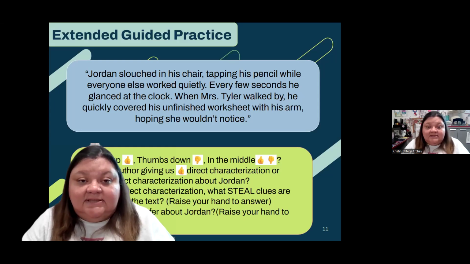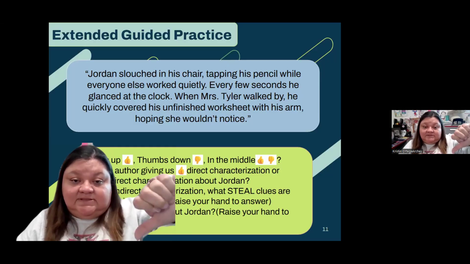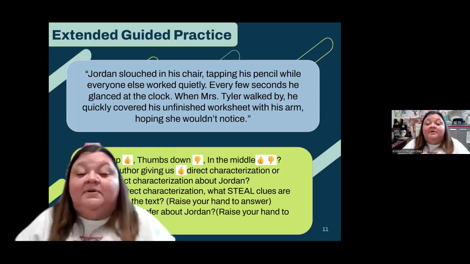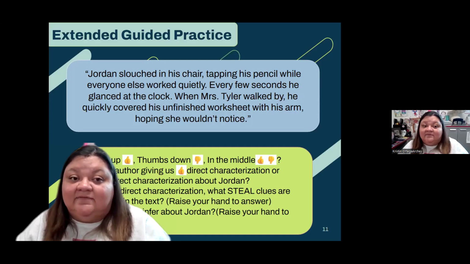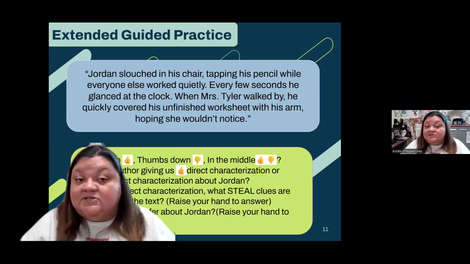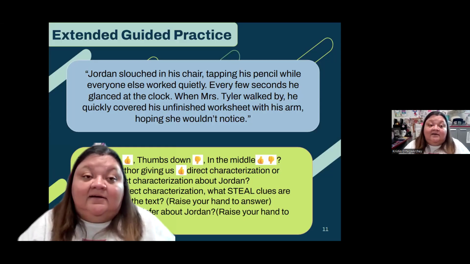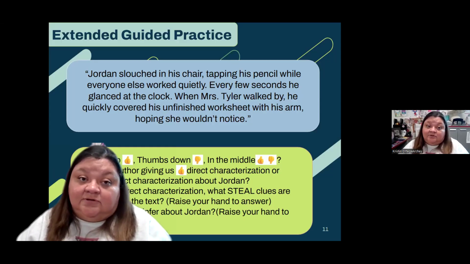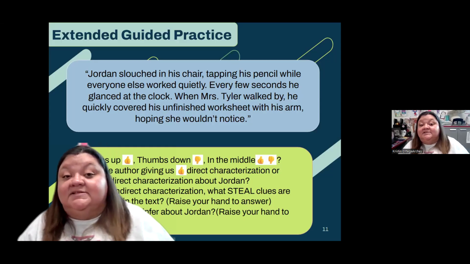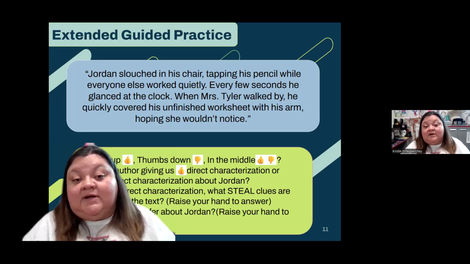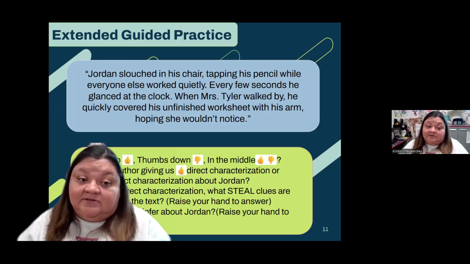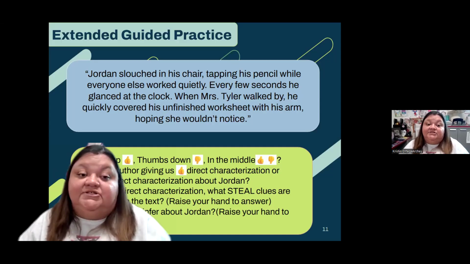Okay, I see that the majority of you did say thumbs down. Not that that's negative, but that it is indirect, because it doesn't flat out tell us, it doesn't directly tell us the kind of character that Jordan is. They tell us a lot of things about Jordan in this passage, but they don't directly tell us his type of character.